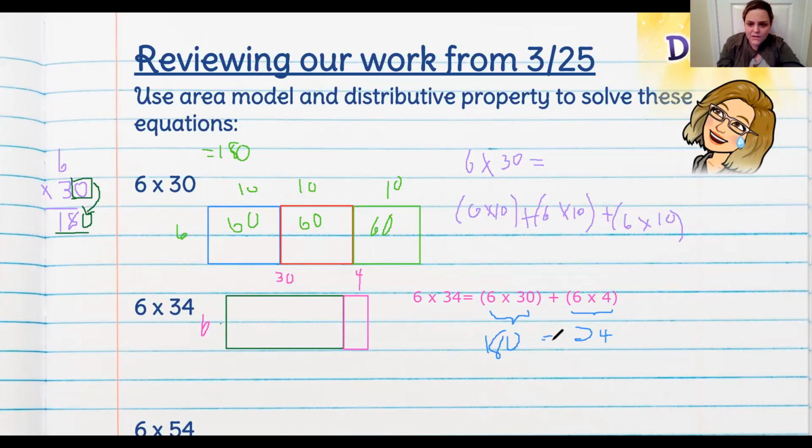And now I have, sorry, I didn't mean to do a plus sign right there. Hold on a second, guys. I mean an equal sign. I meant to do a plus sign. So now I have 180 plus 24.